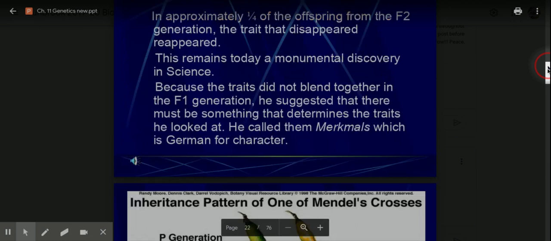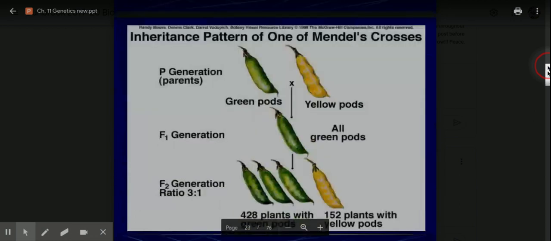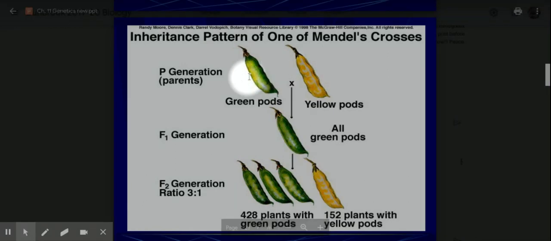He saw patterns developing. Another example of that, P generation, green times yellow. Again, these would be purebreds and purebreds. So homozygous dominant and homozygous recessive or something. F1 generation, all green. So we're seeing, well, what happened to the yellow trait? Well, it comes back in that F2 generation. And not only does it come back, but it comes back at about a 3-to-1 ratio. In Mendel's numbers there, it was 428 to 152. But if you divide that out, it becomes very close to 3-to-1.